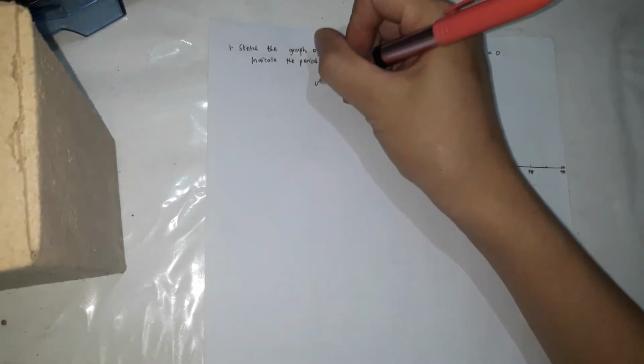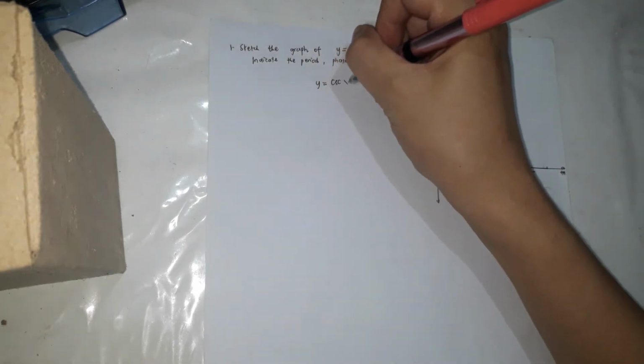Sketch the graph of y is equal to cosecant x over 2 periods, starting from x is equal to 0. Indicate the period, phase shift, the domain, and the range. So first, the given is y is equal to cosecant of x.